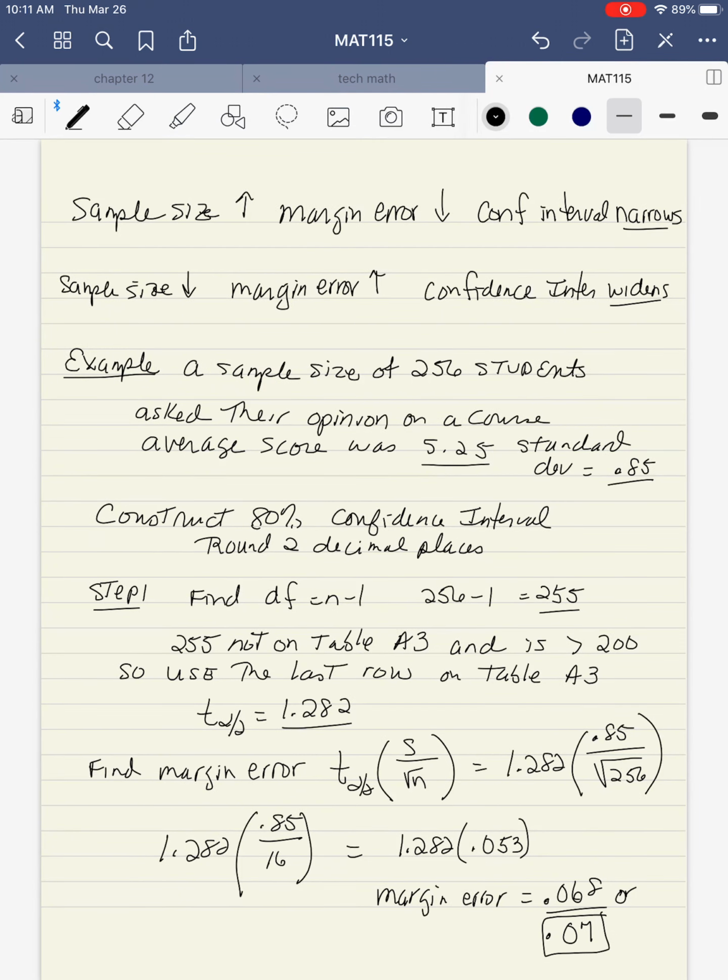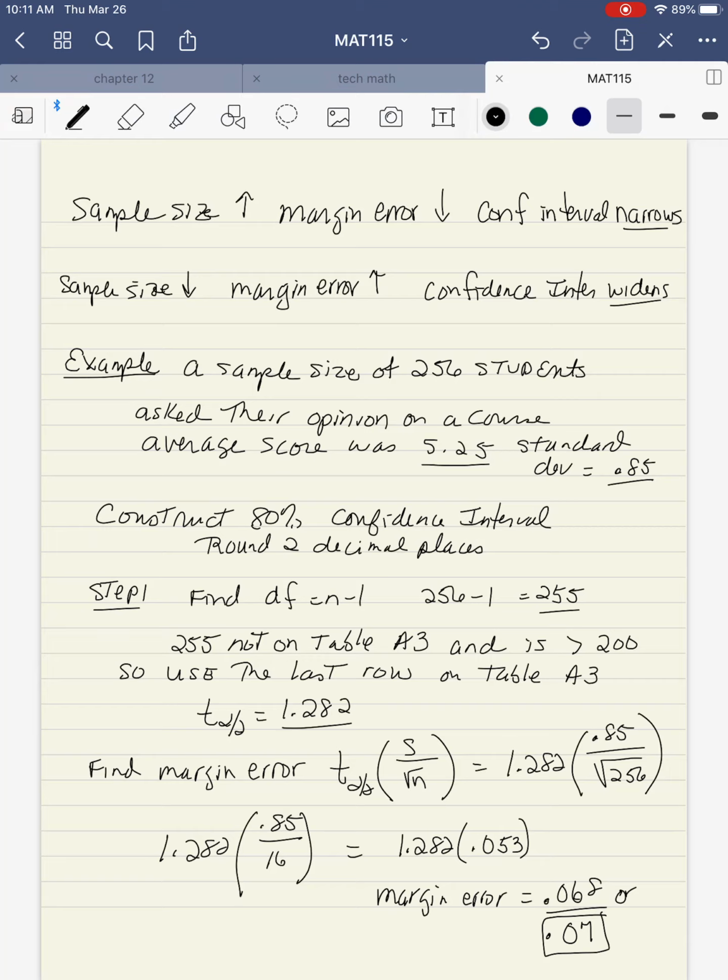So as the sample size increases, the margin of error decreases, the confidence interval narrows. If the sample size decreases, the margin of error increases, and the confidence interval will widen.